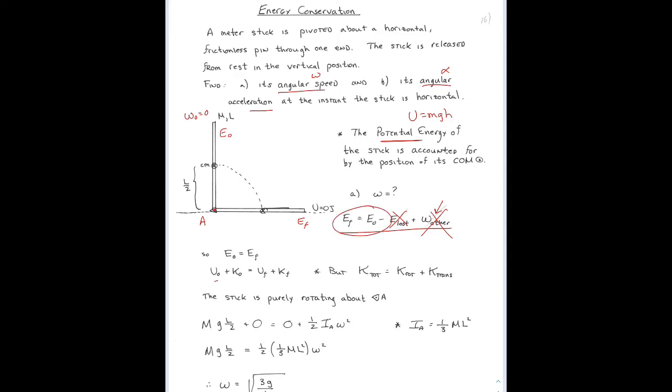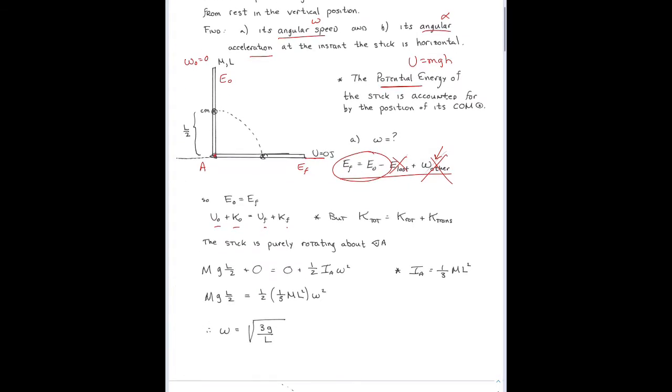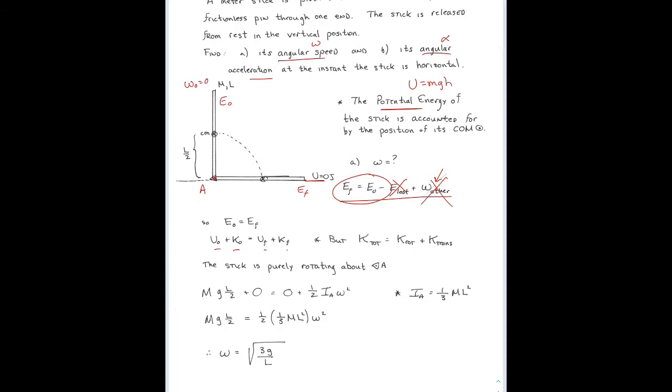So I wrote initial potential, initial kinetic, and same for final. Here's my reference point for potential energy. So the initial energy is all potential. Initial potential energy, that's mg, and we look at the height of the center of mass, that's L over 2. Initial kinetic's not moving. Final potential, 0, based on our reference point.